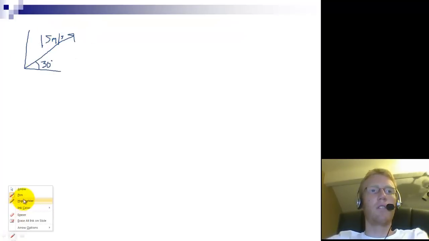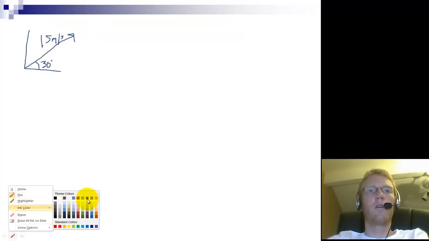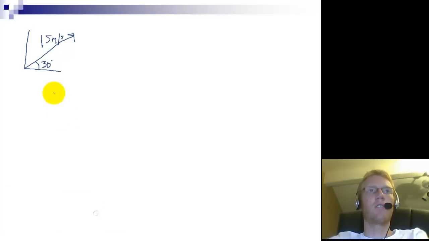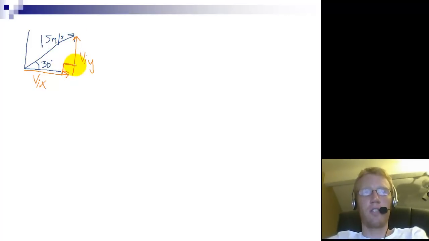To get components, let me choose, I don't know, see if you guys can even notice the different colors. Let's try orange. This is going to be the x component, so I'm going to call this v initial x. And then the y component is right here. I'll call that v initial y. Okay, and this is the hypotenuse here, and this is a right angle, because when you find vectors, you're always breaking into a right triangle.